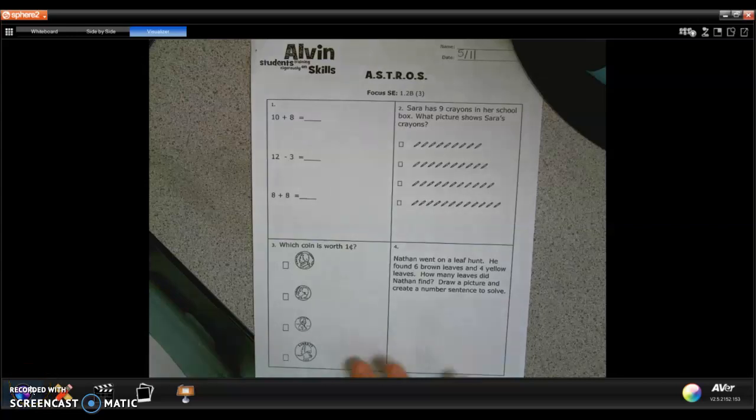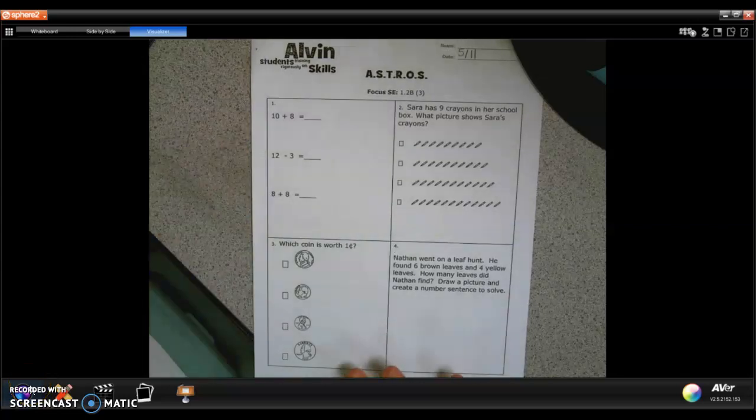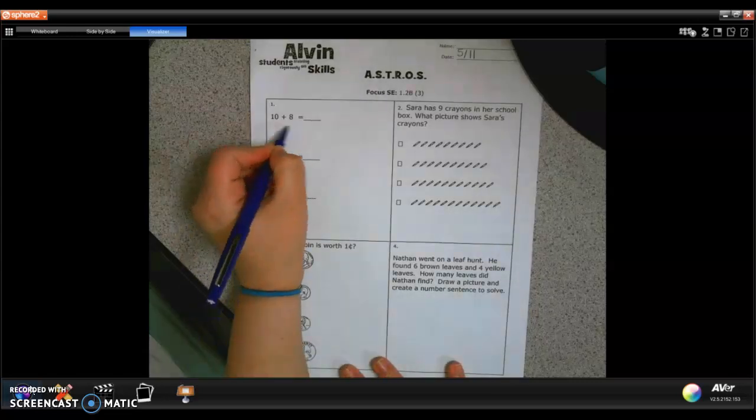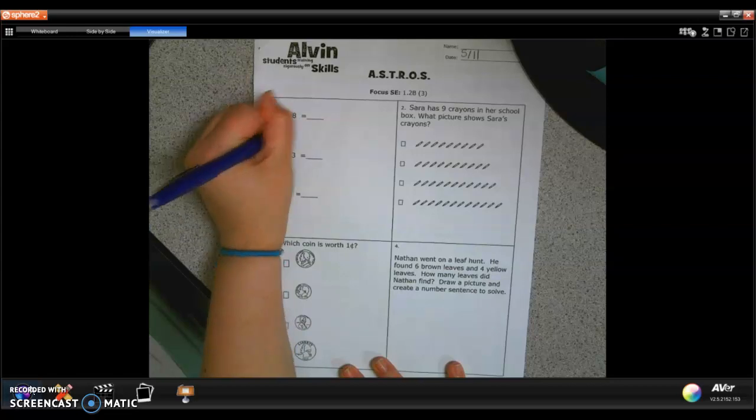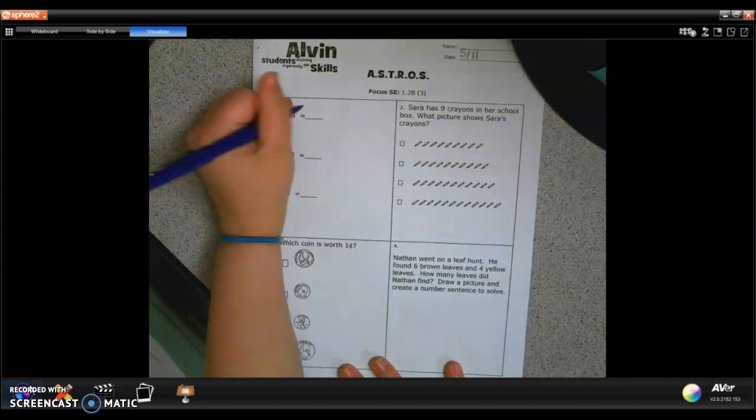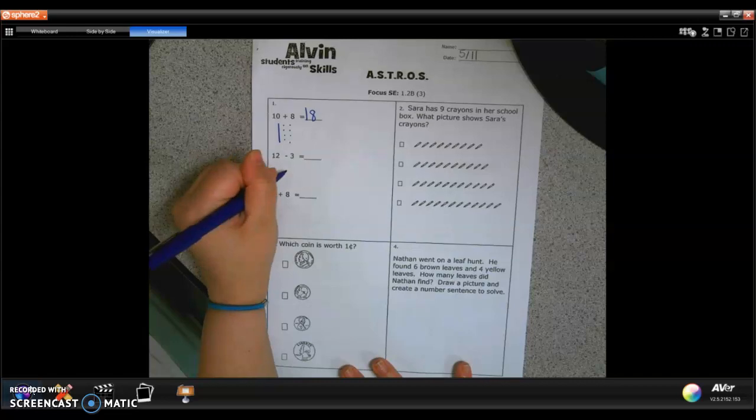1.2b, 3. Your first 3 problems you're going to solve just like you always do. Counters, manipulatives, you can draw pictures, however helps you. So for this, I know 10 and 8 more. 10, 1, 2, 3, 4, 5, 6, 7, 8. That's 18.